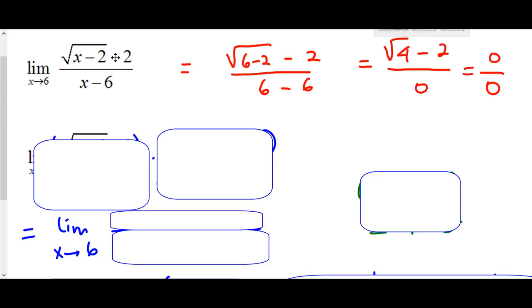So in general, if you have the square root of, let's say, a plus b, the conjugate will be the square root of a minus b.